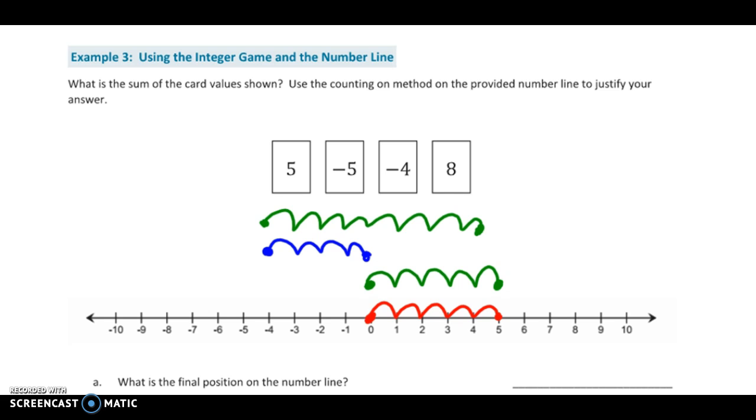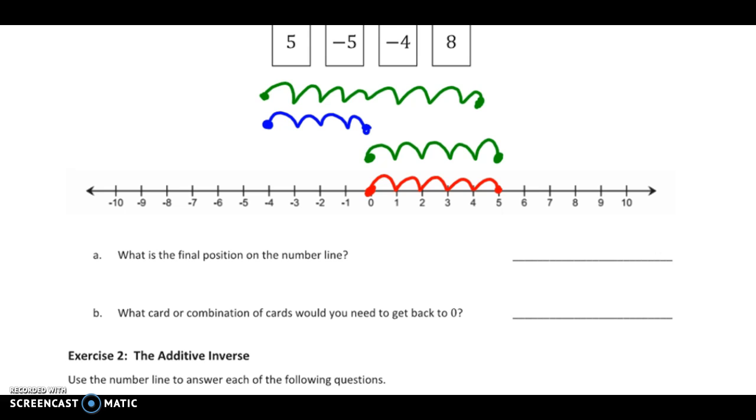Could you do this without using a number line? Probably. Letter A, what is the final position of the number line with all 4 cards? Where did you finally end up? Well, it's a little hard to tell on my number line, but if you're a little bit more exact, you would end up at the positive 4.